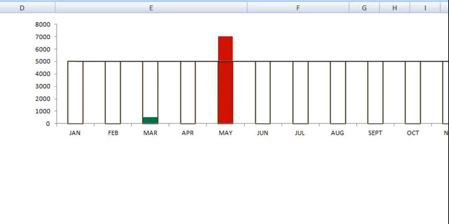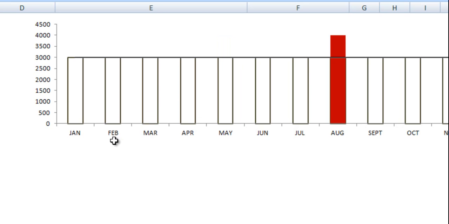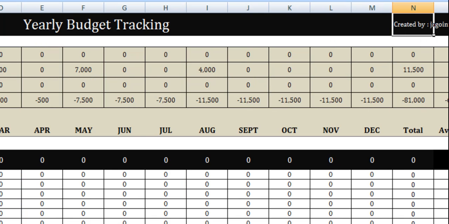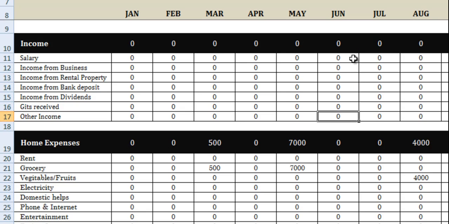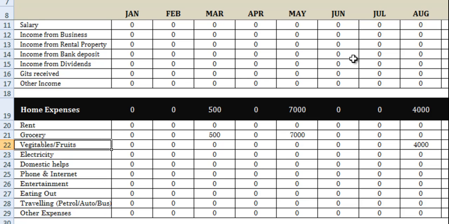And if you click on vegetables and fruit, you just have to put your cursor here. That's all. The moment you do that, it will show you the analysis for vegetables. Then you can also go to the main sheet, and it will show you the tabular presentation of your expenses. You can go to the home expenses column, and here you can see that for the month of March your total home expenses were 500 rupees. For the month of May your expenses were 7,000, and then the sublimits, how much was in each category.